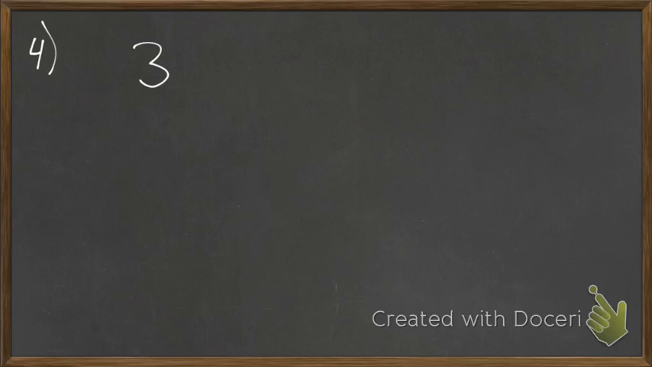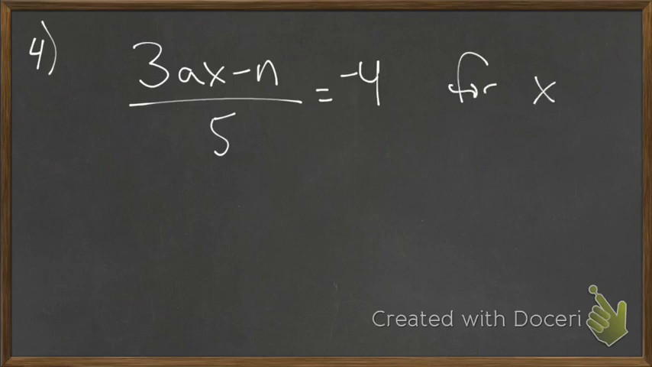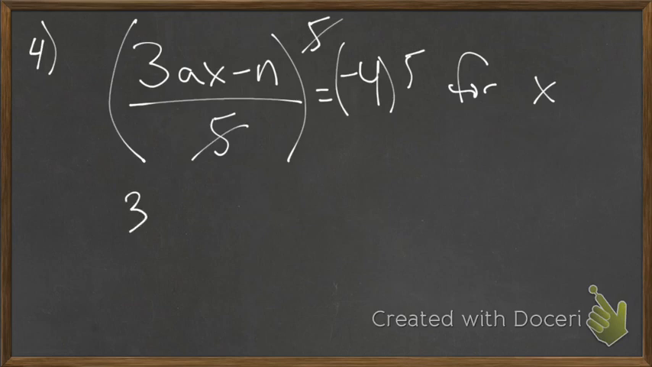Now it's time for you to try on your own. And you're going to solve for x. So I'm going to start by multiplying by 5. And that leaves me with 3ax minus n equals -20.